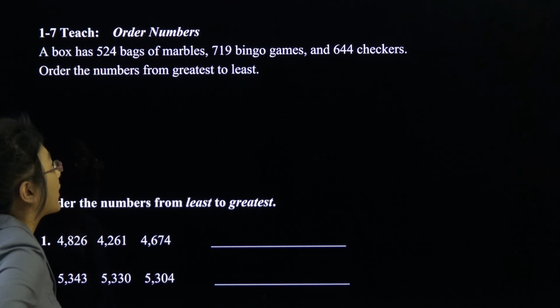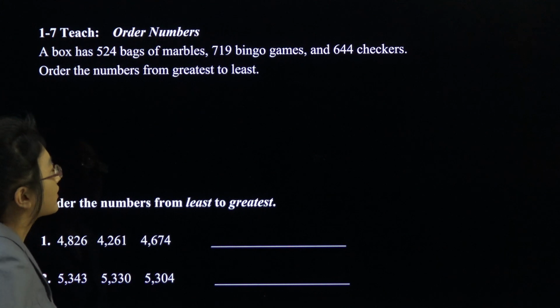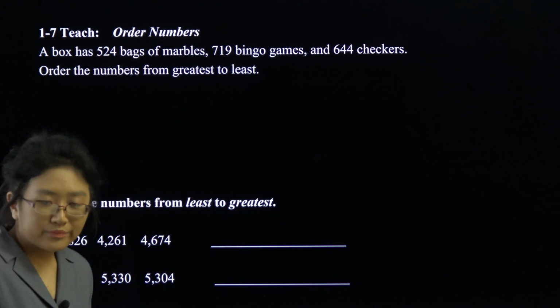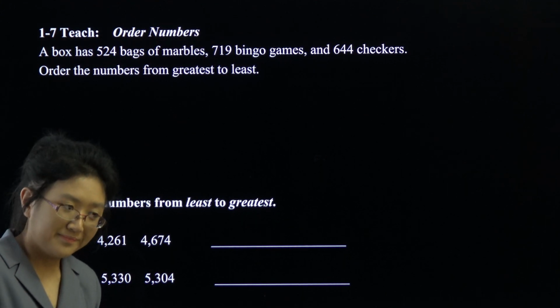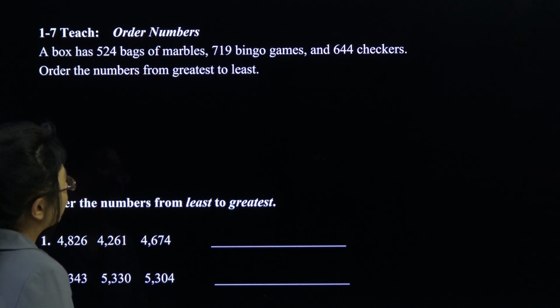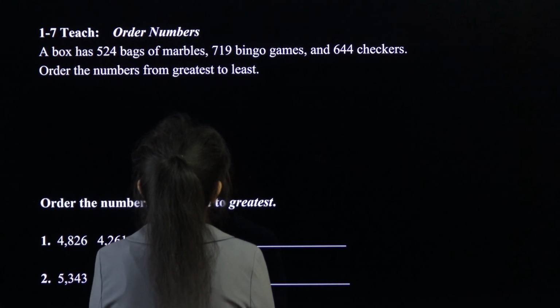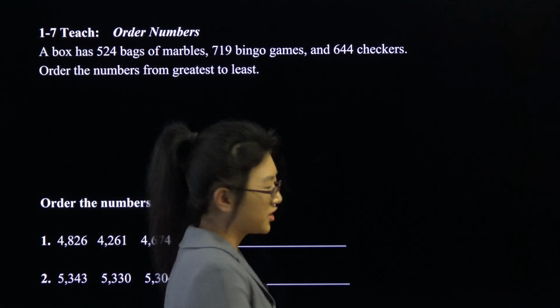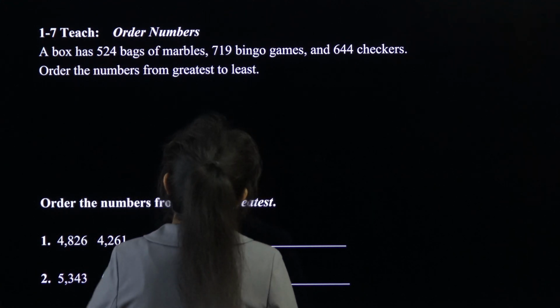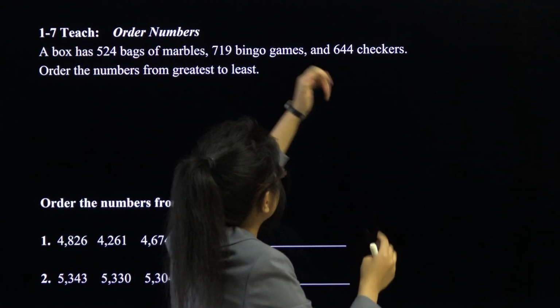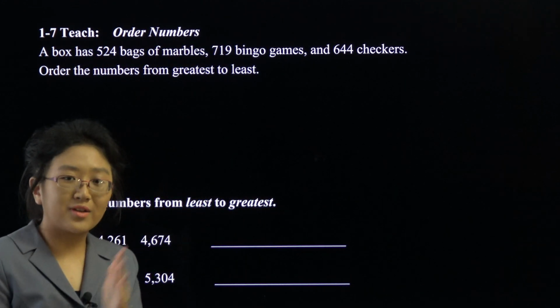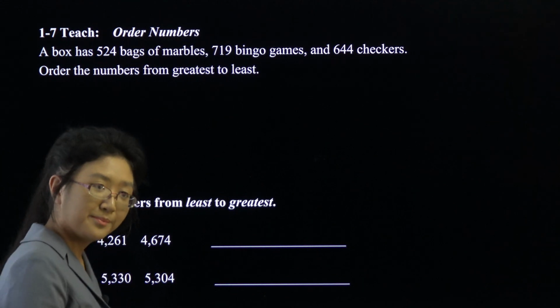Order the numbers from greatest to least. Now, we still compare them in the same way. It's just that there's more numbers. So there's 3 numbers, and all of them have 3 digits. We start with the leftmost digit of each number. It's 5, 7, and 6. 7 is bigger than 6, which is also bigger than 5.